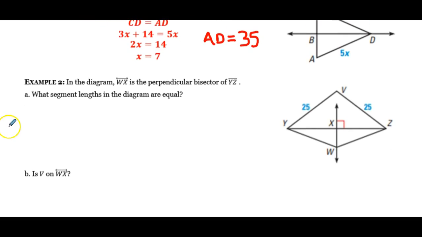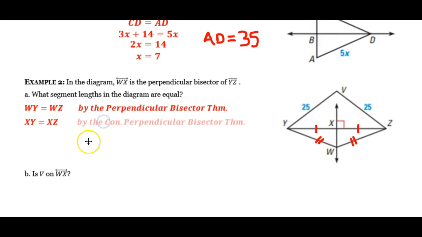Next example. WX is the perpendicular bisector of YZ. So before I go any further, what does that tell me? If WX is the perpendicular bisector of YZ, then I know that XY and XZ are congruent, and I know that W must be equidistant from the two sides, so WY and WZ are congruent. So now I just have to write my answer. WY and WZ are congruent by the perpendicular bisector theorem.